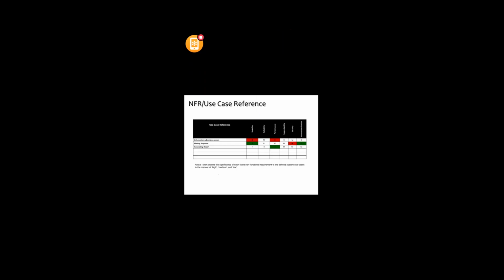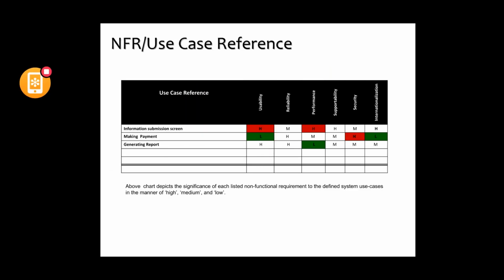With regards to the information submission screen, out of these non-functional requirements, what are the things which are very important? Obviously, the information submission screen is where the user would be submitting the information. So coming to user friendliness, if you are submitting the details, the system should be user friendly. You should know what each field is all about. So that is going to be a high priority item with regards to usability.